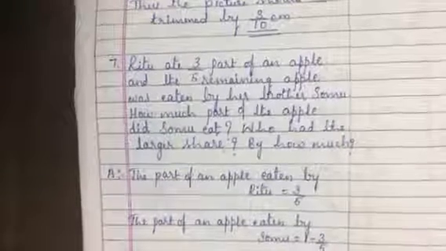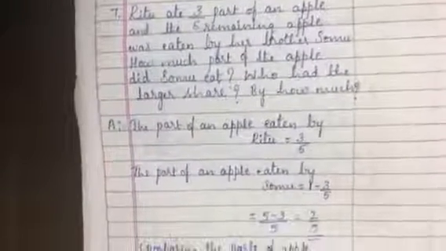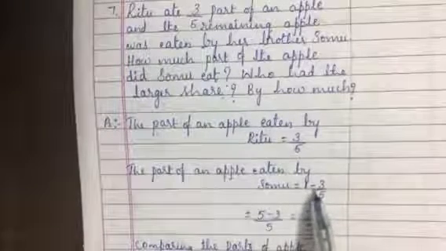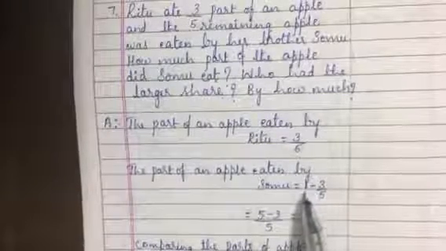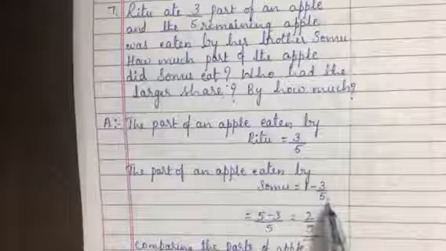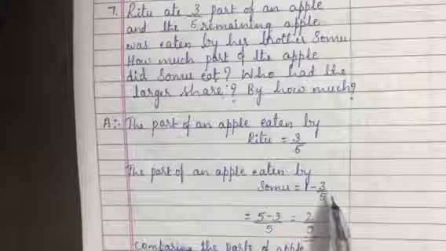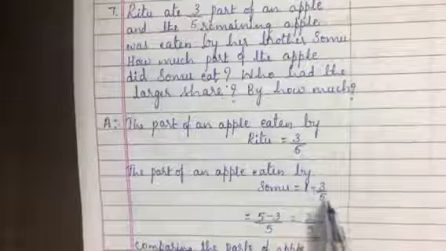The part of the apple eaten by Somu. How much he ate, we don't know, isn't it? So in one apple minus 3 by 5. In one apple, 3 parts is eaten by Ritu. How much is eaten by Somu? We don't know. That we have to calculate. 1 minus 3 by 5.